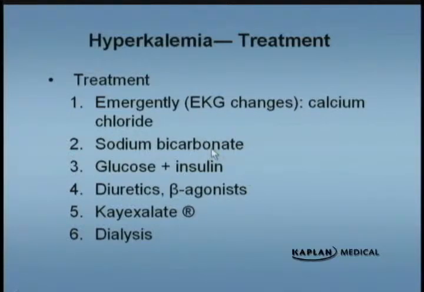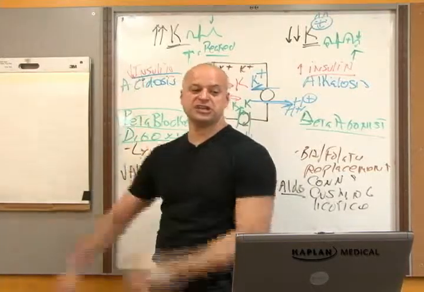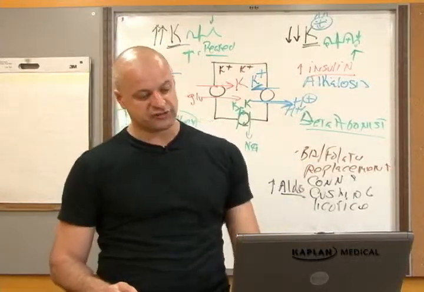Bicarbonate drives the potassium intracellularly. Glucose and insulin drive the potassium intracellularly. Diuretics and beta agonists take too long. Emergency management of hyperkalemia: calcium chloride and calcium gluconate, followed by insulin and glucose. Kayexalate removes the potassium from your body. Remember, none of the top three things actually remove potassium from your body. Calcium chloride and calcium gluconate protect the heart. Insulin and bicarb cause a transcellular shift. Kayexalate removes it from your body.